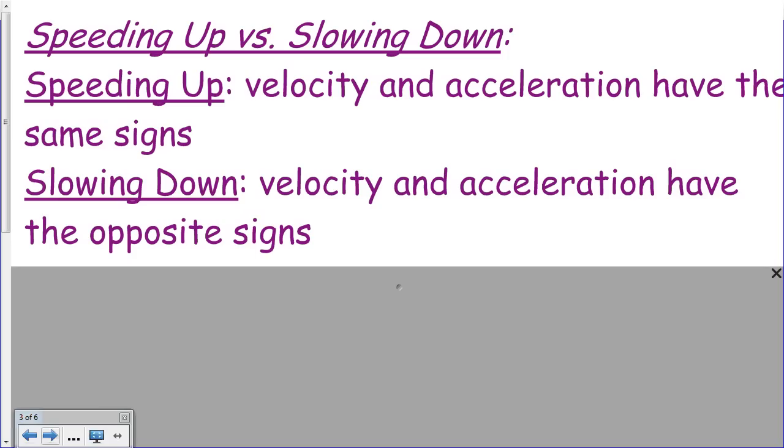On the other hand, you're slowing down if velocity and acceleration have the opposite signs. So if your velocity is positive, that again means you're moving in one direction, we'll say the forward direction. And if the acceleration is negative, the velocity gets you moving in that forward direction, but the negative acceleration means that it's decreasing your velocity as you go. And thus you are slowing down.